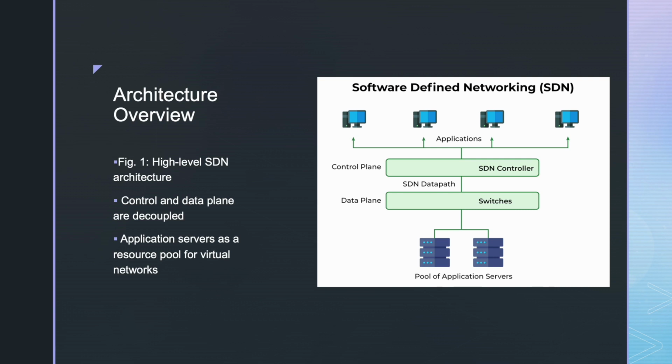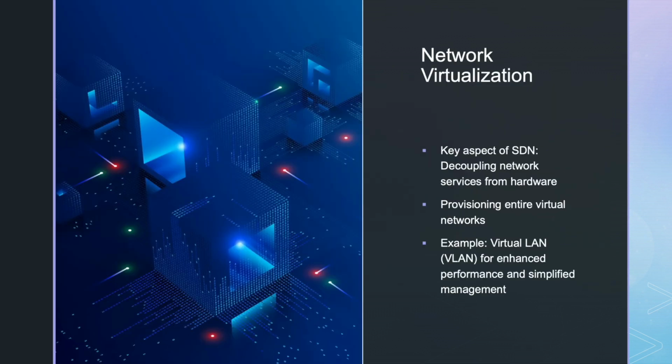Taking a look at the architecture on this slide, we can see the high-level overview of SDN. Notice how the control and data planes are decoupled, treating application servers as a dynamic resource pool for the virtual network. Network virtualization is a key player in SDN. It decouples network services from underlying hardware, essentially creating an entire virtual network. This abstracts physical components into software, improving flexibility and simplifying management.